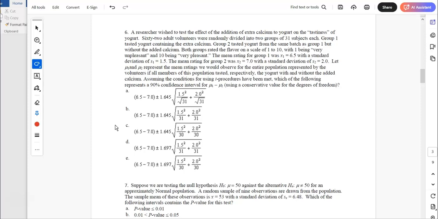Researchers wish to test the effect of adding extra calcium to yogurt on the tastiness of the yogurt. 62 adult volunteers were randomly divided into two groups of 31 subjects each. Group 1 tasted the yogurt. So this is definitely not paired data. I just got two groups of 31. Both rated the flavor on a scale from 1 to 10. The ratings for group 1 were 6.5, standard deviation of 1.5, and 7, standard deviation of 2. Let those represent the mean ratings you observe.